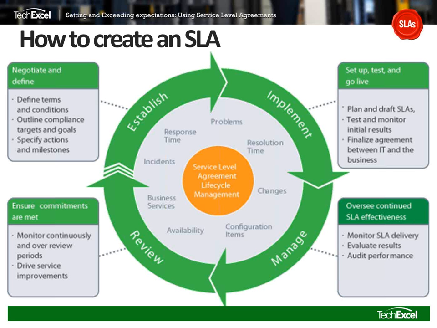So how do you create an SLA? For those of you that are familiar with Deming, the way it's done is simply through a plan, do, check, act cycle.